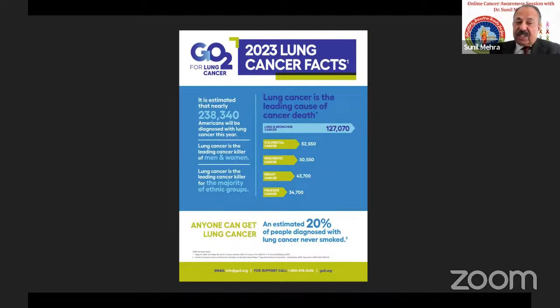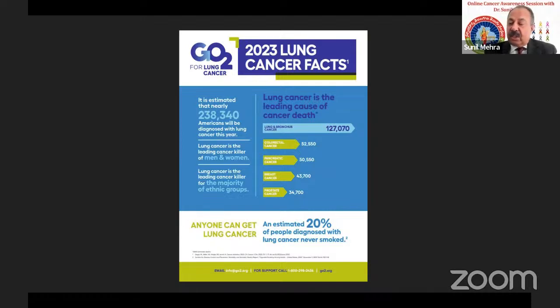In general, what we are seeing is that 85 to 90% of patients have cancer because of smoking. Only 10 to 15% have never smoked, but they might be living with people who smoke, like a lady who doesn't smoke but the husband smokes 2 packs. So this is the thing to remember.